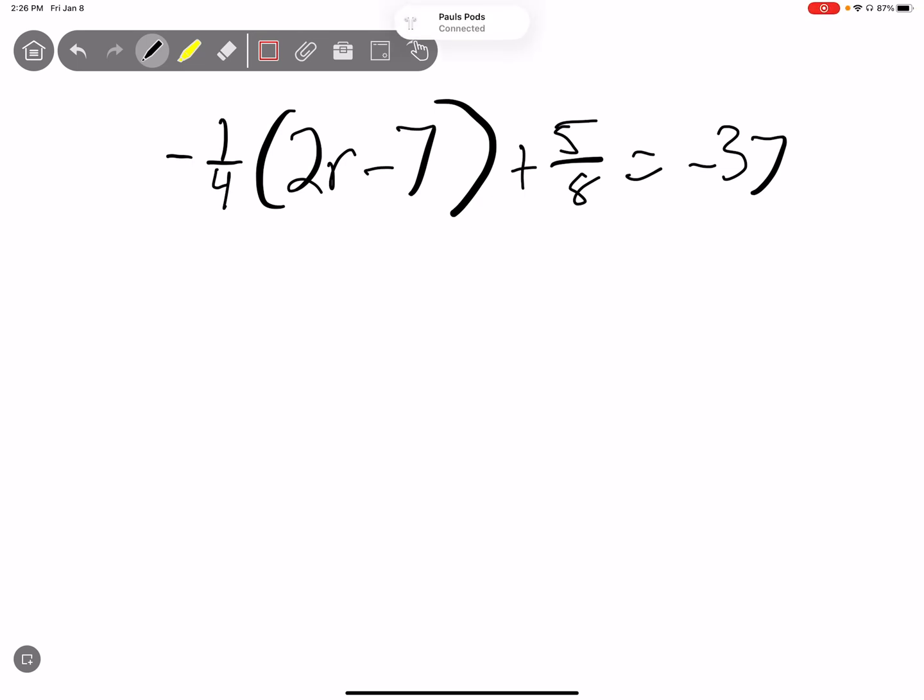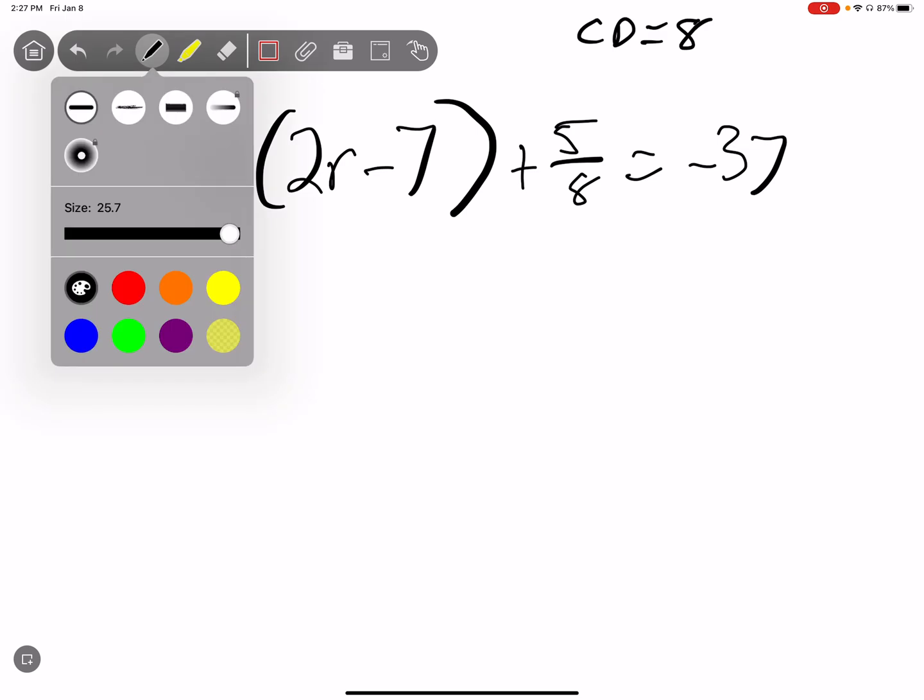So let's say we have this problem: negative 1/4 times (2r minus 7) plus 5/8 equals negative 37. So what do we have to do? Well, first off, we need to find a common denominator because we have all these fractions, right? If I'm looking at my fractions, I've got 1/4 and 5/8. My common denominator in this case, I'll write it here, is 8.